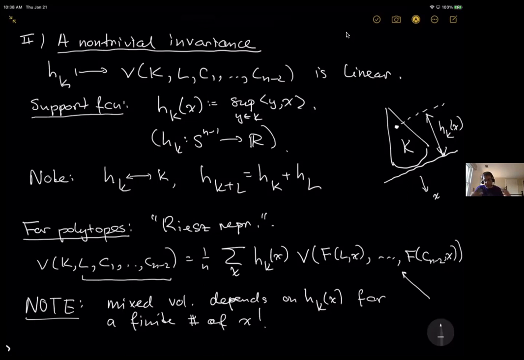So that means that what I can do is if I take two convex bodies K and let's say another K, right, two convex bodies K that have the same supporting hyperplanes in these directions, but may be completely different in other directions, they will have the same mixed volume. And this is a non-trivial invariance of mixed volume. So let's give it a formal definition. Okay. So what is the definition?